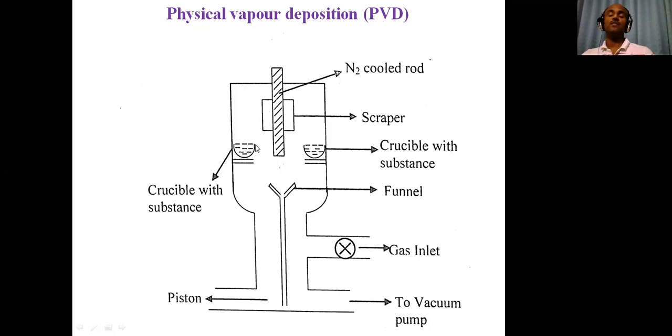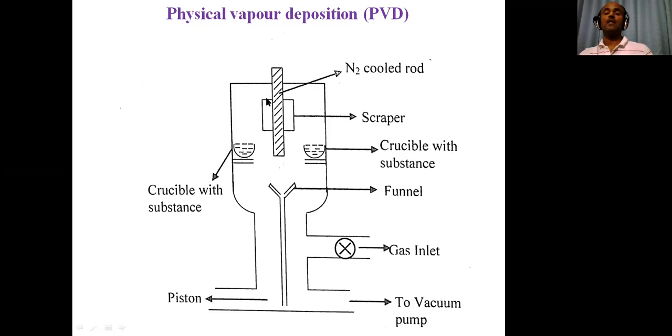With the help of heating, this bulk material is converted into a vapor phase, and this inlet gas mixes with these vapors of the bulk material and they form homogeneous clusters. These clusters move upward towards this N2 cooled rod, and over the surface of this N2 cooled rod, this deposition of bulk material takes place.